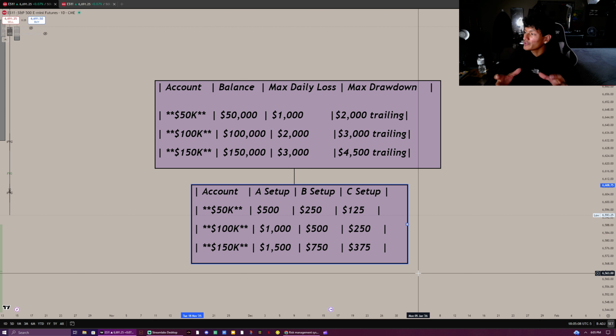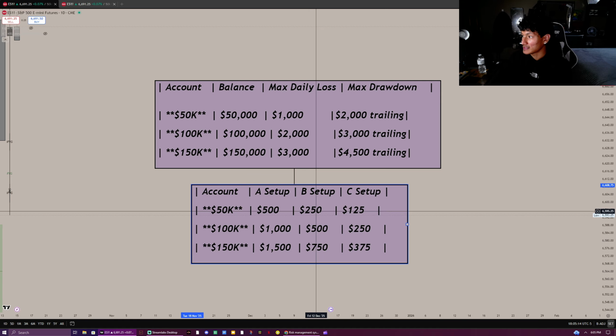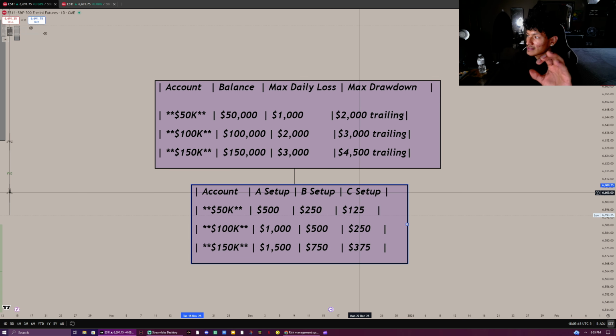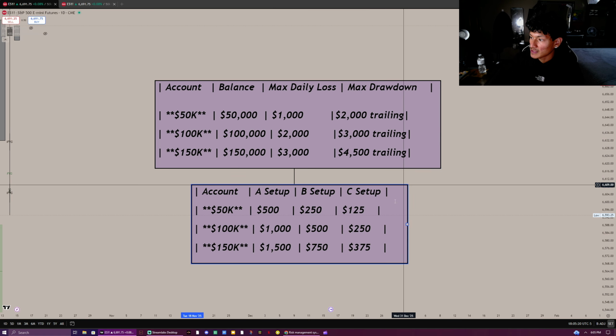So I'm still trying to differentiate what is important and what is not, and what's going to decide: is it an A, is it a B, or is it a C? Okay. But the biggest thing here isn't understanding what's an A, what's a B, what's a C. It's understanding your risk, right? The most you can risk on a 50K account is $500. That's the most I can risk.